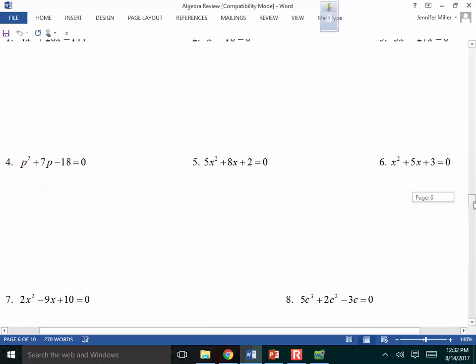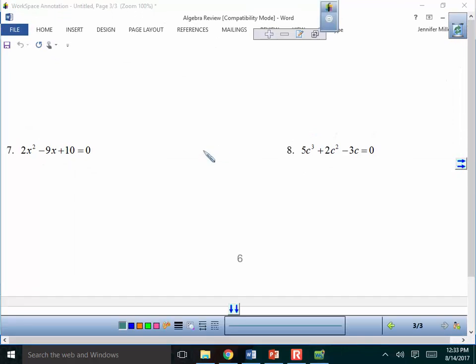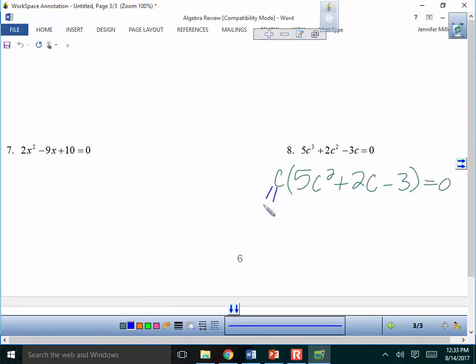Okay, and 3 is very much like number 8, so I'm going to do 8 since that's the one Connor asked for, and then you can see when we first factor out our GCF, which we should always do first, we factor out a c, and that leaves us with 5c squared plus 2c minus 3. Some people think it's easier to go ahead and set that 1c we factored out equal to 0. So c equals 0 is one of our solutions, okay?